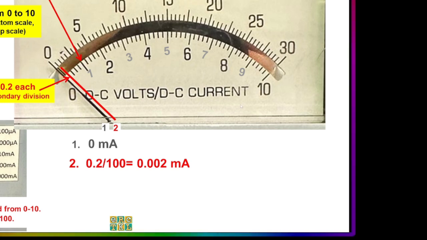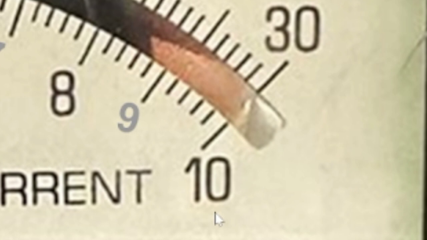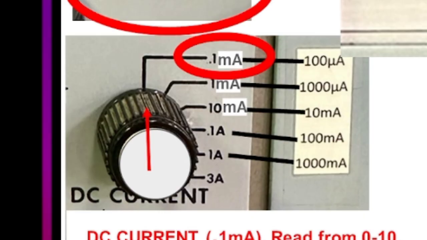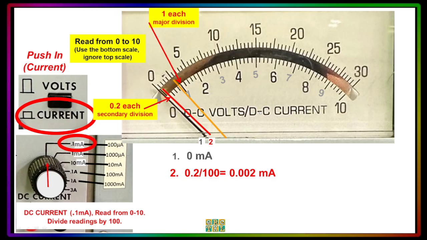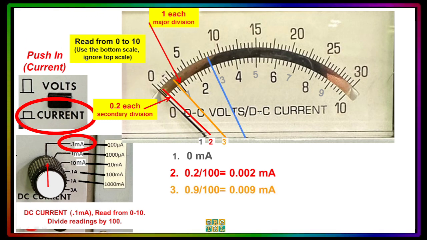So how will we make the 10 to become 0.1? We have to divide it by 100. So if you divide 10 by 100, you will get the limit of 0.1. So everything that we will measure here will be divided by 100. So let's look at the third. Again, it's 0.9 divided by 100. We will be getting 0.009 milliamperes.